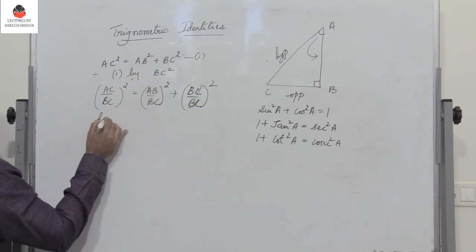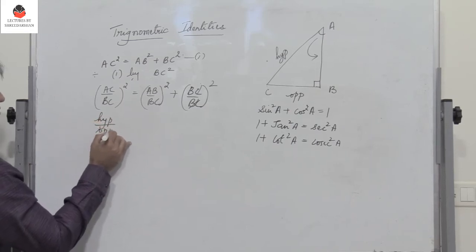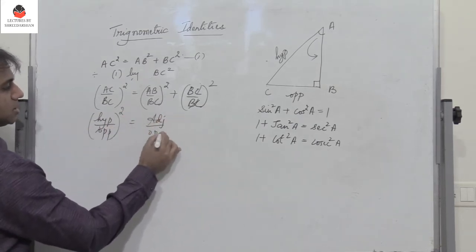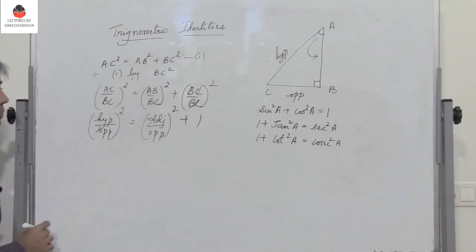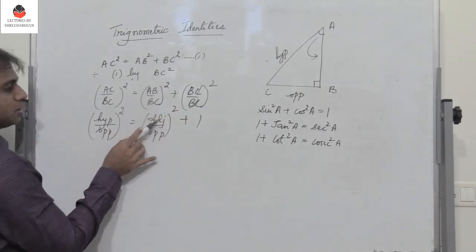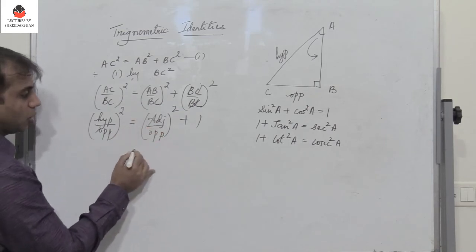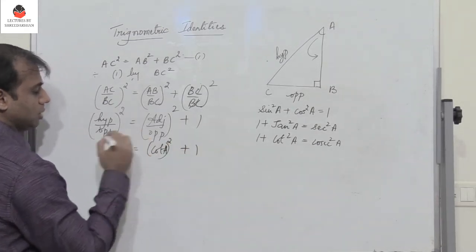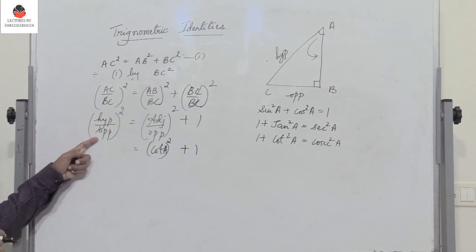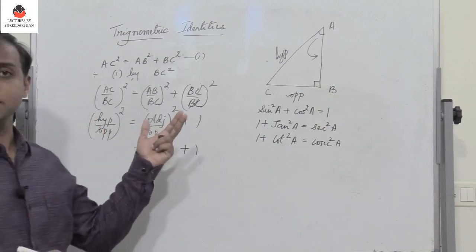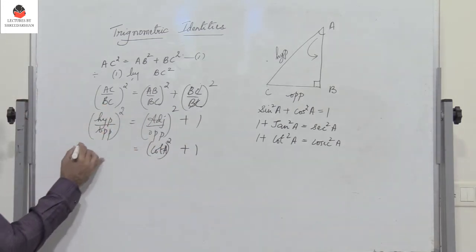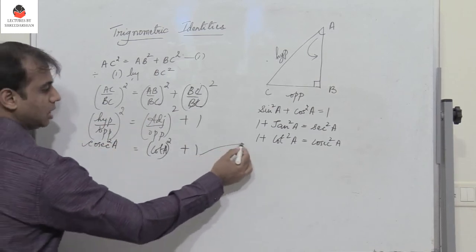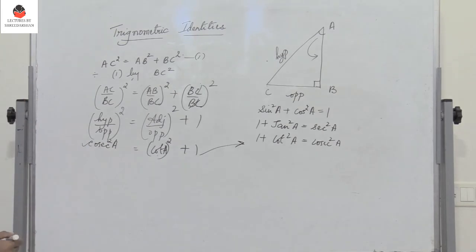So AC by BC: AC is the hypotenuse, BC is the opposite, the whole square. AB is the adjacent, BC is the opposite side, plus 1. So we know that opposite by adjacent is tan, whereas adjacent by opposite is cot. So this is cot A the whole square plus 1. And here you have hypotenuse by opposite. So we know that opposite by hypotenuse is sine, whereas its reciprocal is cosecant. So you have cosecant squared A. So we have the identity 1 plus cot squared A equals cosecant squared A.